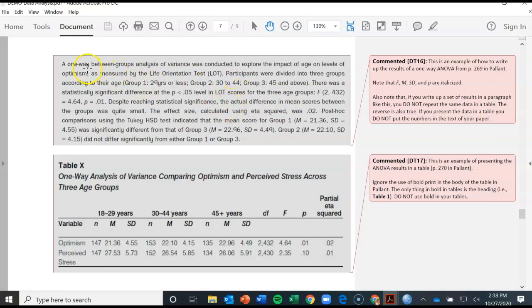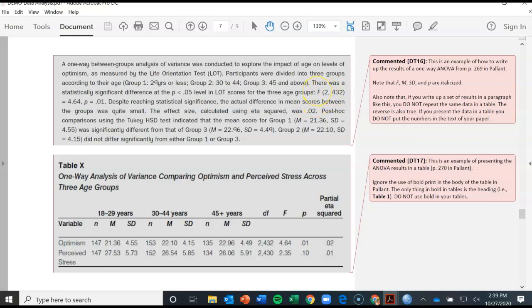Palant provides you. Notice that she talks about a one-way between groups analysis of variance to explore age and optimism as measured by the life orientation test. If I do a good enough job of explaining the measures in my methods section, I don't feel compelled to repeat that. You'll see when I do my second video for this assignment that I don't include that, but you can if you want to. I do define the three age groups, or Palant defines the three age groups. That's where you would include what I was asking you for, which was the N and the percentage. And then she describes the significance test result for this particular variable.